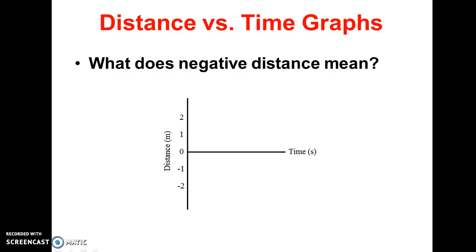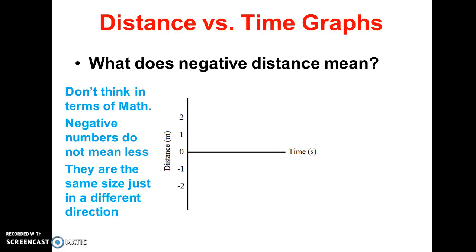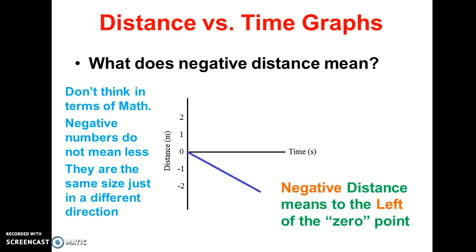This is where things get a little bit trickier. Talk about negative distances and negative velocities and negative accelerations. Don't think in terms of math. In math, a -2 is less than a +2, but in science, that's not the same thing. In science, +2 and -2 in this case are the same distances away. It's just that +2 is to the right and -2 is to the left of the 0 point.